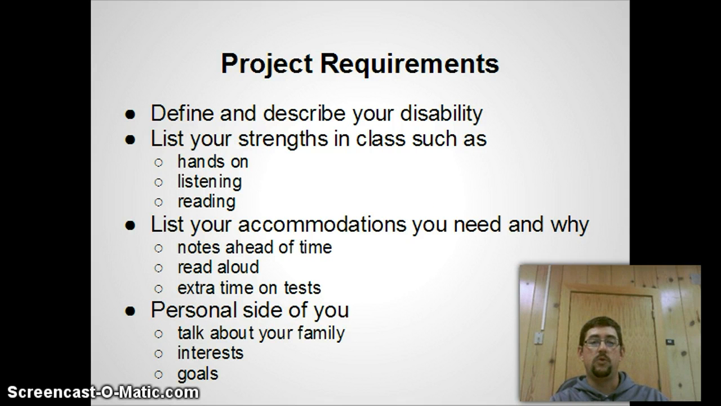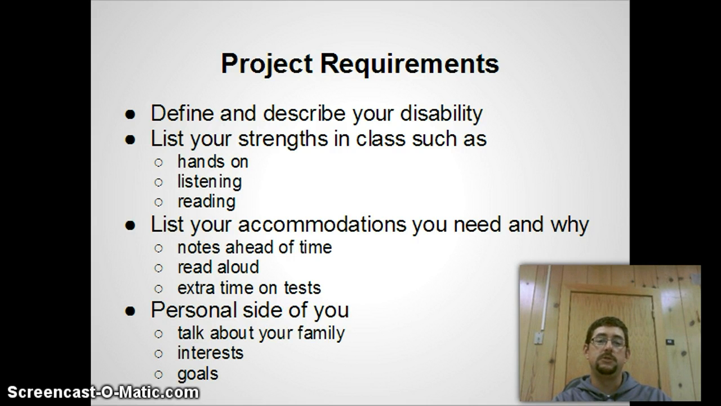Some of the project requirements: define and describe your disability. You can't just go in and say that you have a learning disability. You need to be able to give the textbook definition of it, and then also describe it and give specific examples of things that you struggle with.